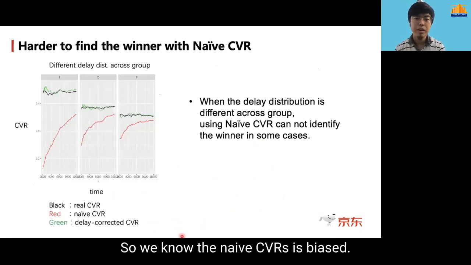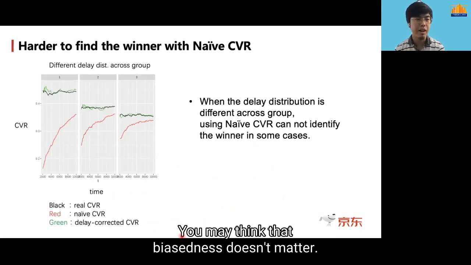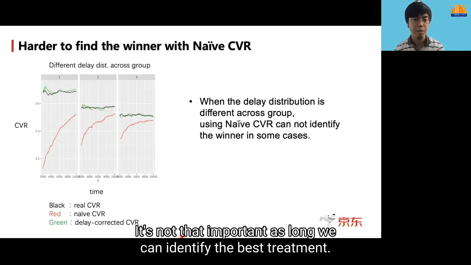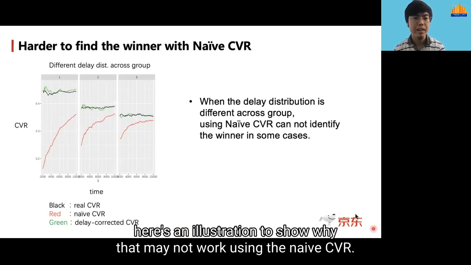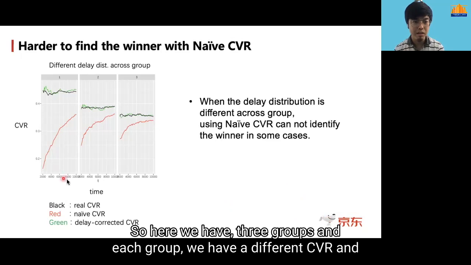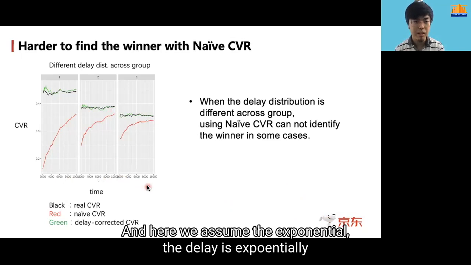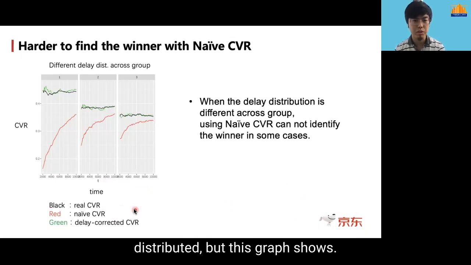What that means is the more recent clicks will receive much less weight, just like we illustrated here. Okay, so we know the naive CVR is biased, but you may think that bias doesn't matter, as long as we can identify the best treatment. Here's an illustration to show why that may not work using the naive CVR. Here we have 3 groups, and each group has a different CVR and a different delay mean.